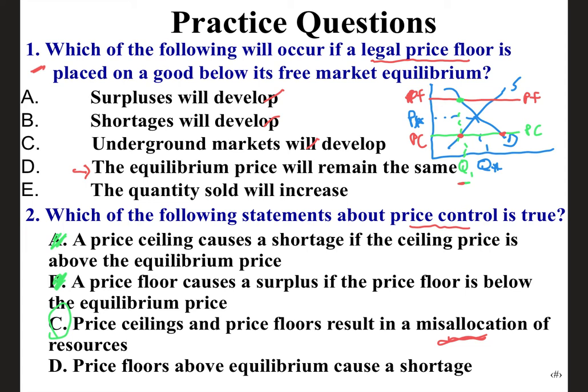This very last one, D, price floors above equilibrium could relate to shortages. And even though definitionally a price floor is above the equilibrium, what results in this case is where we see quantity supplied greater than quantity demanded. And as a result of that, we would get a surplus, not a shortage. So that's the part that's incorrect. Okay, so just note that.